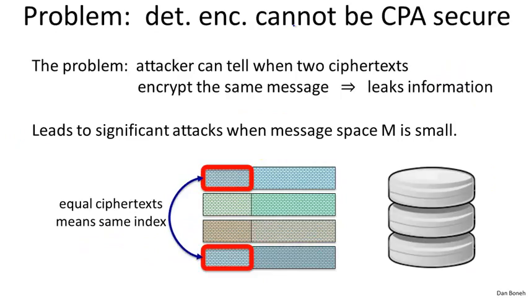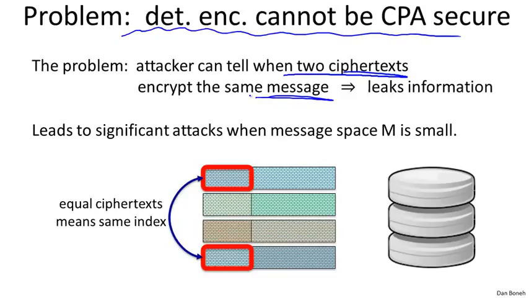And so this should be disturbing to many of you, because we previously said that deterministic encryption simply cannot be chosen plaintext secure. The problem is that an attacker can look at different ciphertexts, and if he sees the same ciphertext twice, he knows that the underlying encrypted messages must also be the same. So in other words, by looking at ciphertexts, he can learn something about the corresponding plaintext, because every time he sees the same ciphertext twice, he knows that the underlying messages are equal.